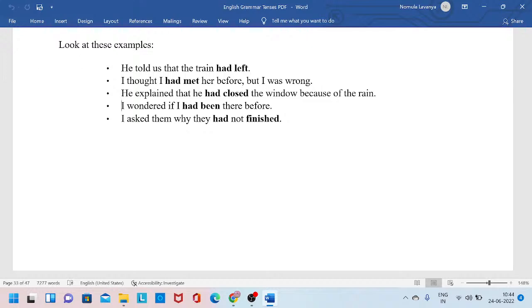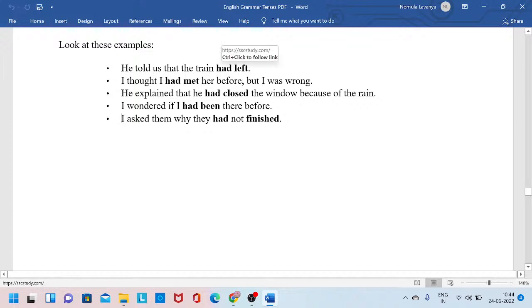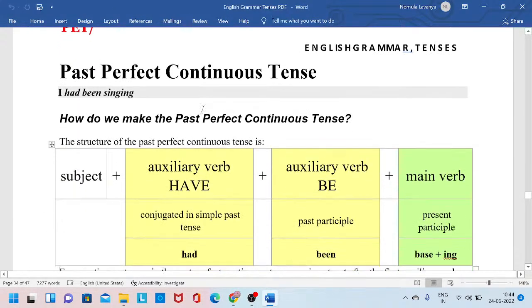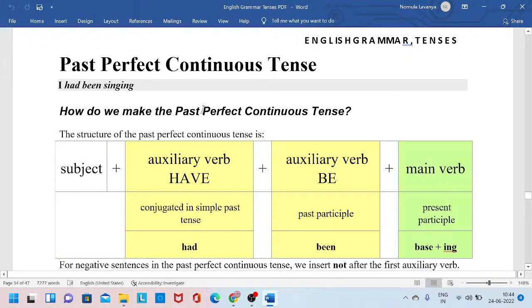So see, these are all some examples. It means, like, "had left" is mentioned here. So, he told us that the train had left. "Had left" shows that the action was already done. So this is the past perfect and the perfect continuous tense. So quickly let's finish the continuous tense today.